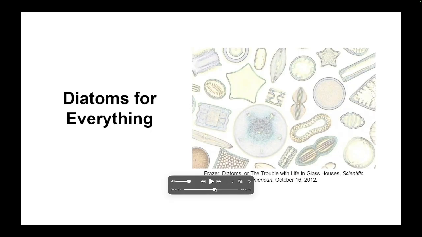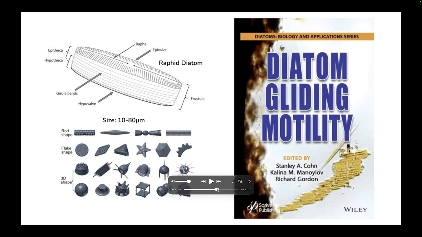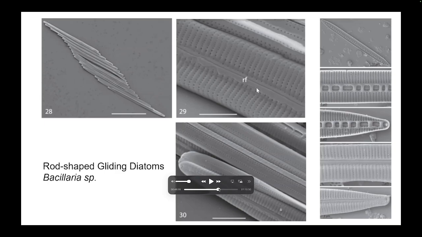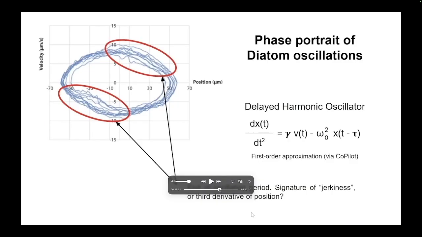Then he had his work on diatoms, and he published a number of books on diatoms and invited people to contribute. We did some work on the rod-shaped gliding diatom Bacillaria paradoxa, which is a diatom that lives in a colony, and the cells move against one another like an accordion, and that's how they move through the water column. So we analyzed some of that movement and did some dynamical systems analysis of that, and made some statements about their locomotion from that.